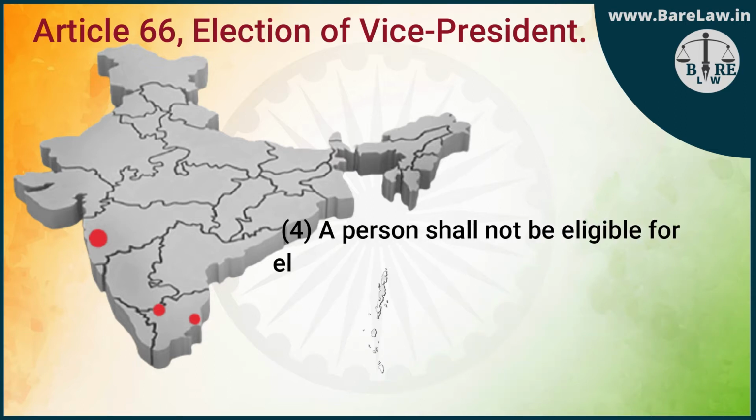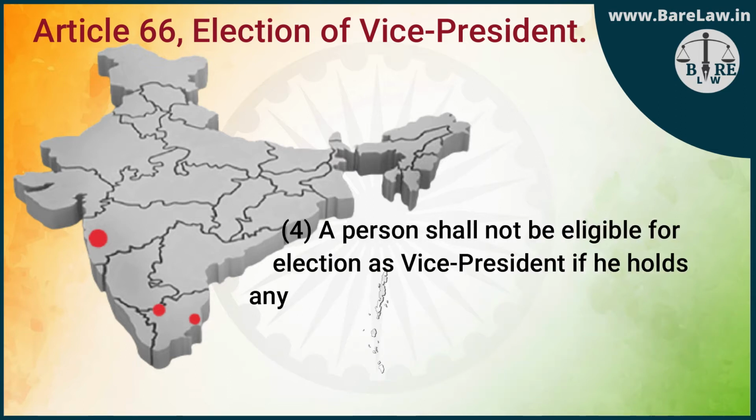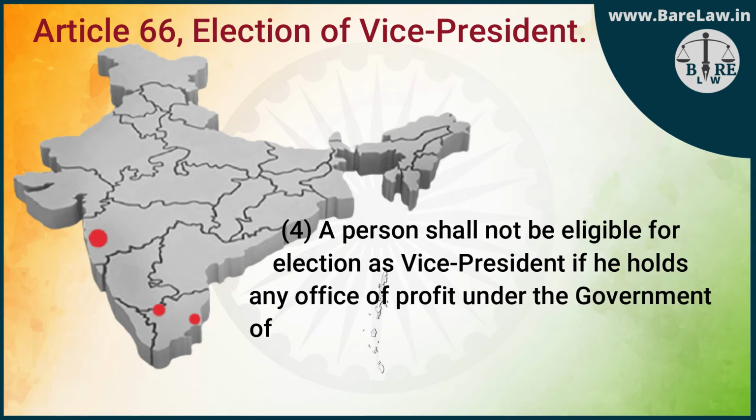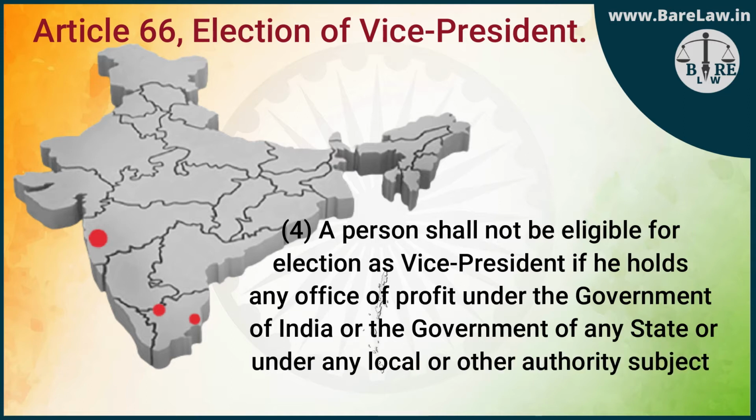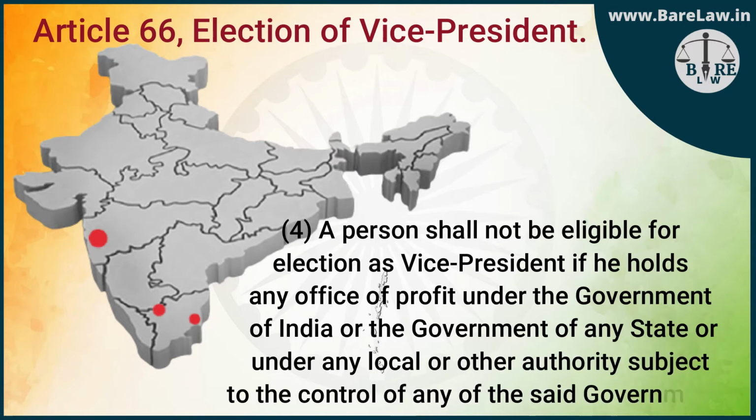Subclause 4. A person shall not be eligible for election as Vice President if he holds any office of profit under the Government of India or the Government of any state or under any local or other authority subject to the control of any of the said governments.